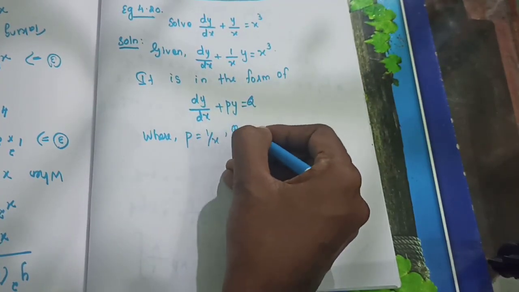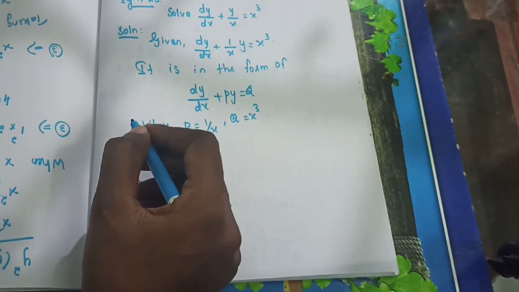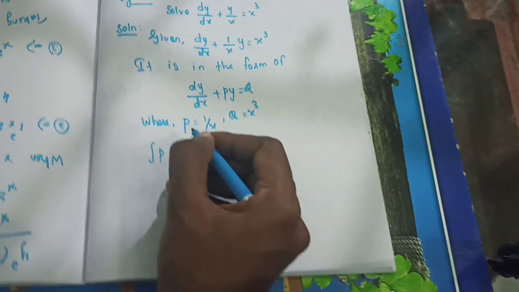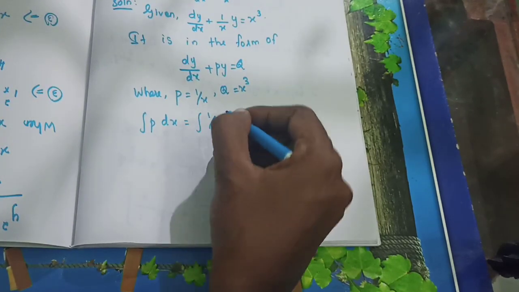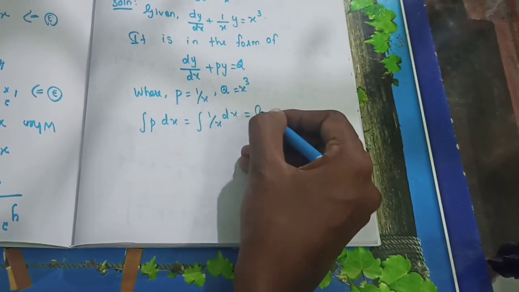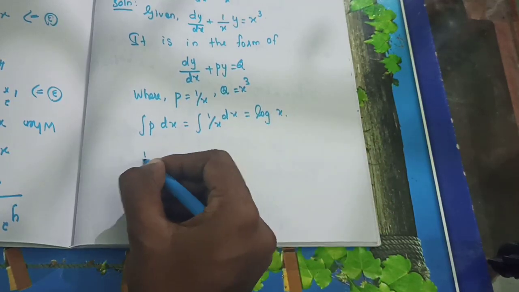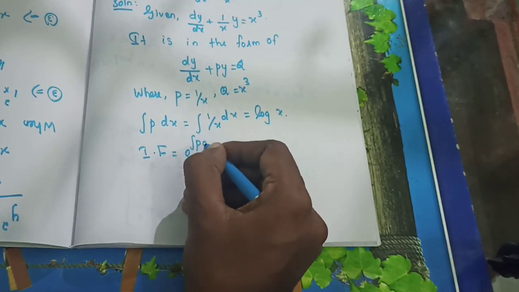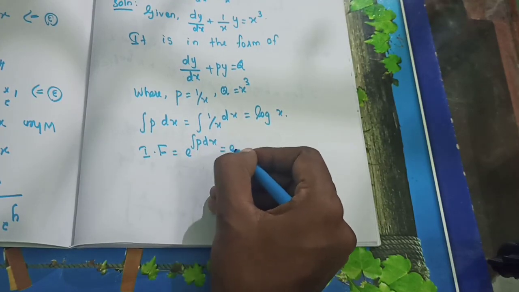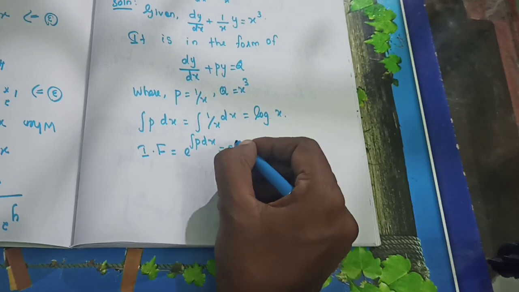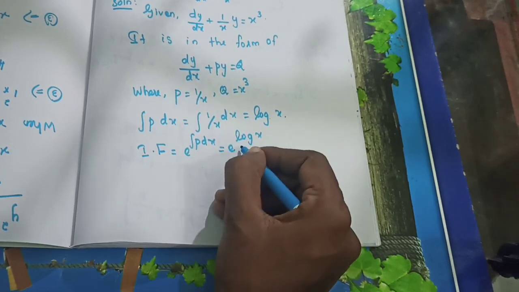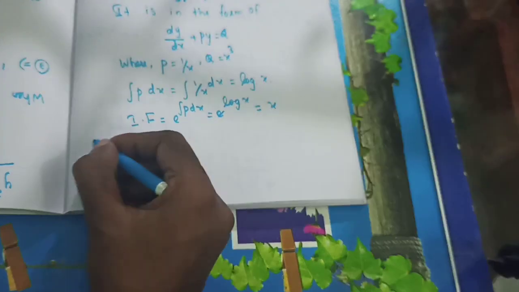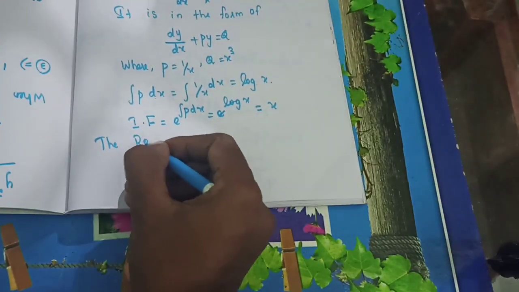In the place of Q, what is there? x cube. First you need to find the integral of P dx separately. Integral of 1 by x dx is log x. Then find the integrating factor, IF, which is e power integral P dx, so e power log x. The e power and log cancel, so the value we get is x.